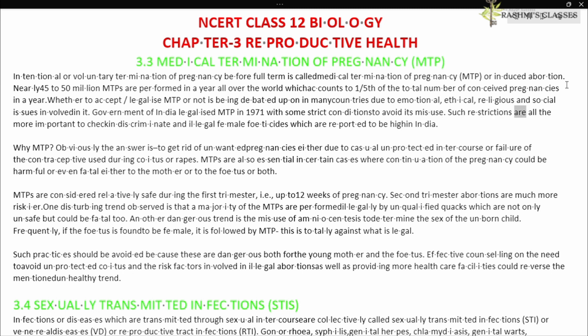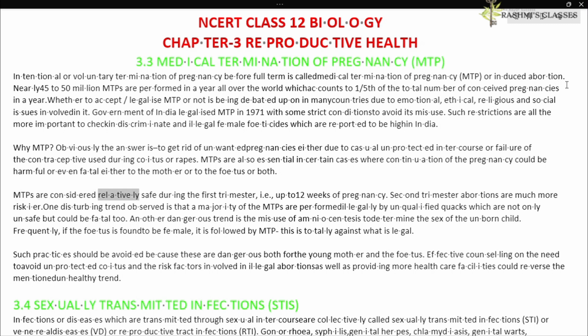Such restrictions are all the more important to check indiscriminate and illegal female feticides, which are reported to be high in India. Why MTP? Obviously the answer is to get rid of unwanted pregnancies either due to casual unprotected intercourse or failure of the contraceptive used during coitus or rapes. MTPs are also essential in certain cases where continuation of the pregnancy could be harmful or even fatal either to the mother or to the foetus or both.